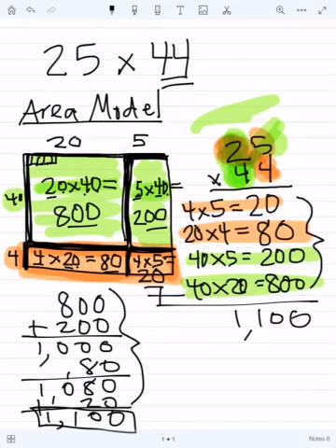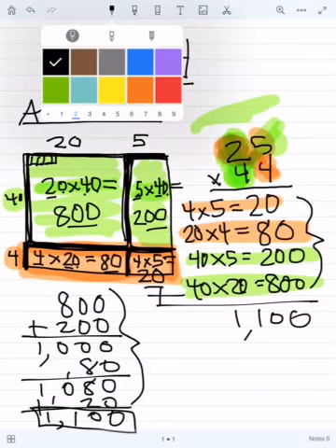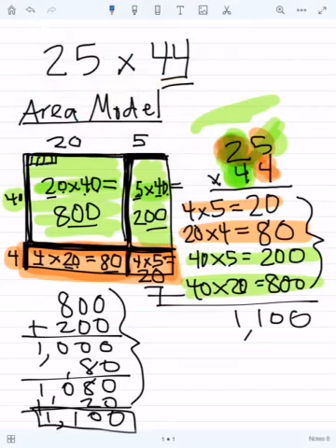And now let's go ahead and also do it using the standard algorithm. So now I'm going to use blue. So now we have 25 times 44.